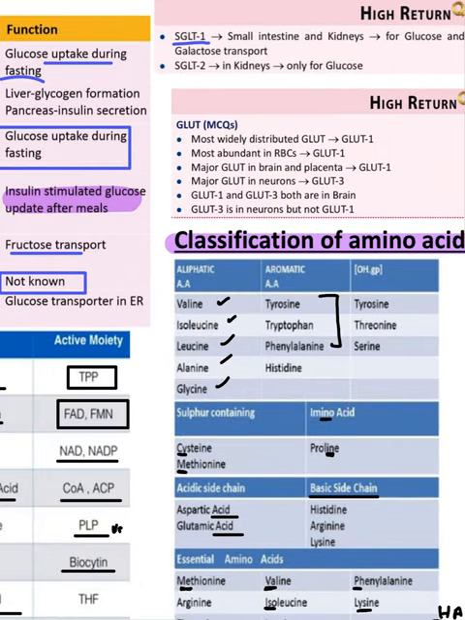Now SGLT, that is sodium glucose transporters, guys. So SGLT1 is present in both small intestine and the kidneys. And SGLT2 is present in the kidneys only, for glucose. And this SGLT1 is for both glucose and galactose, because it's present in both two locations.